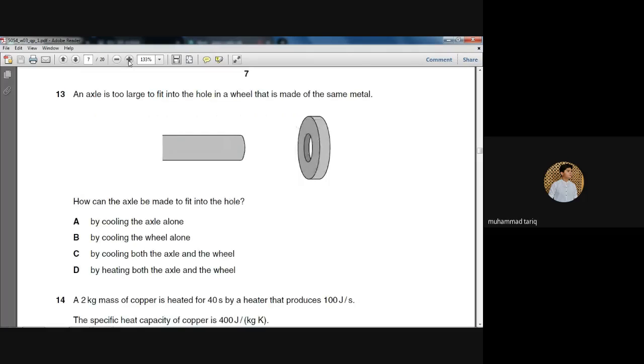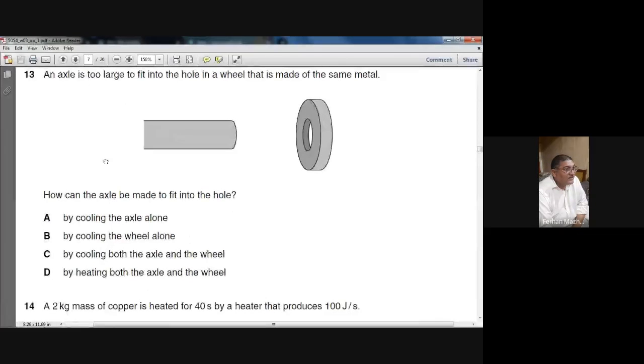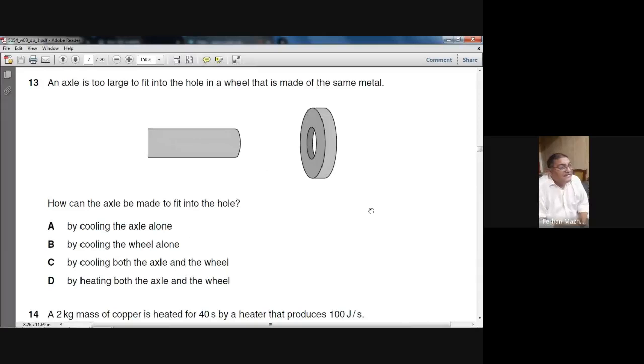Yes, sir. Understood. We are moving to the next question. It says an axle is too large to fit into the hole in a wheel that is made of the same metal. How can the axle be made to fit in the hole? There are two things. Heat the hole and the axle will fit. Another thing you can do is cool the axle, it will contract and then it will fit into the hole. You understand?